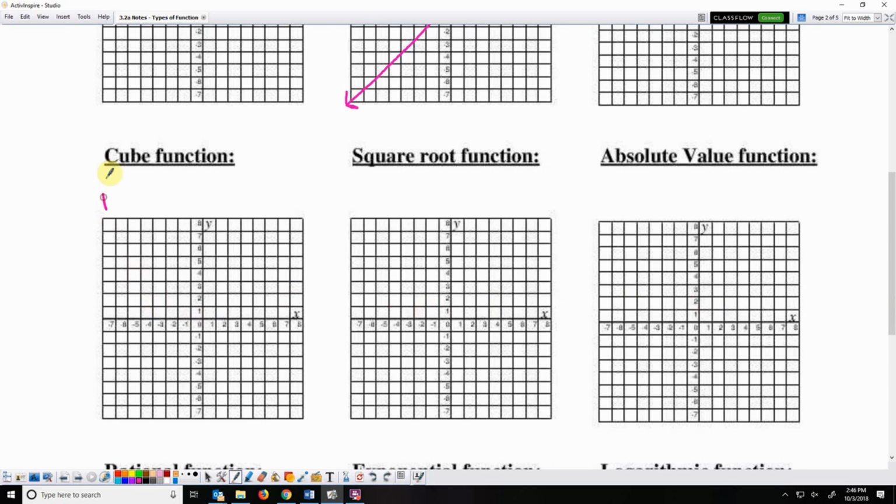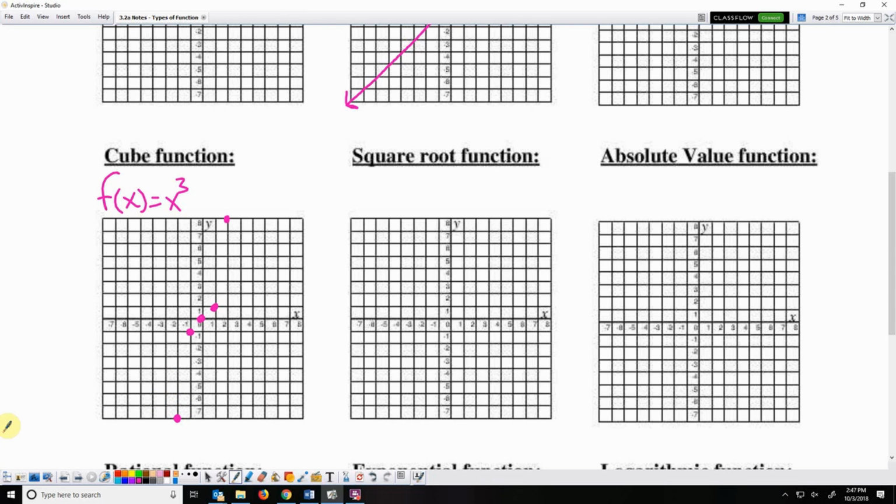A cube function, f of x equals x cubed. 0 cubed is 0. 1 cubed is 1. 2 cubed is 8. Negative 1 cubed is negative 1. That third power, odd power, does not get rid of that negative. It's negative 1 times negative 1 times negative 1. Still have a negative in my output. Negative 2 cubed is negative 8.